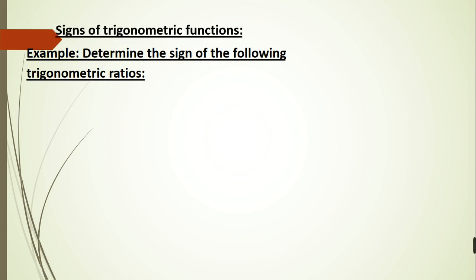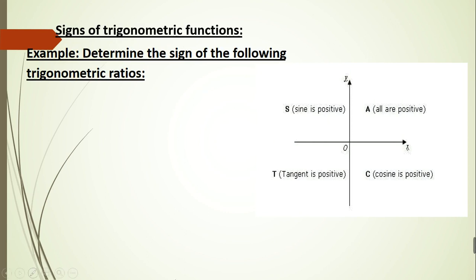Signs of trigonometric functions. What is the sign of the function? I have 4 quads: first quad, second quad, third and fourth quad. In the first quad, all the functions are positive: sine, cosine, tan and their reciprocals.